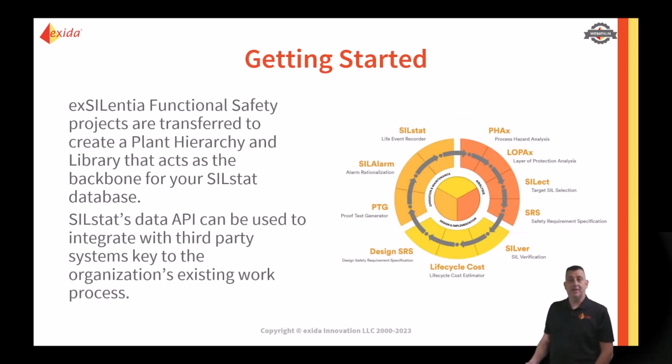How can you get started with SILstat? Well, very easily if you've been using the Excellentia software. In the Excellentia software, you've been using the PHA, the LOPA tool, you've been using SIL verification. These are all tools that define what the actual setup is of your system, of your plant with regard to its protection layers. If you started with Excellentia, you can just simply transfer that information into SILstat, which would automatically generate your plant hierarchy, define the devices, define proof test, and so on. And this will all form the backbone of your SILstat database. And it is a matter of a minute or two if you have a very large Excellentia file.